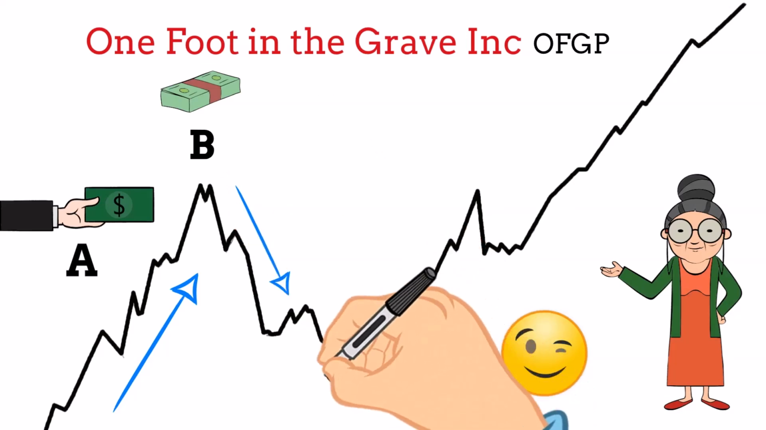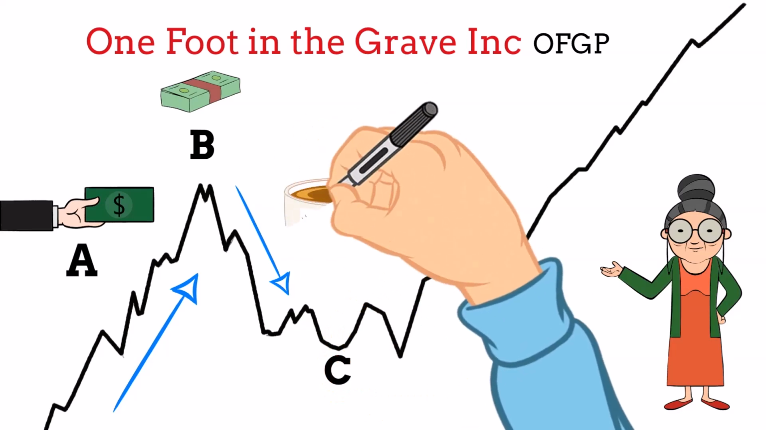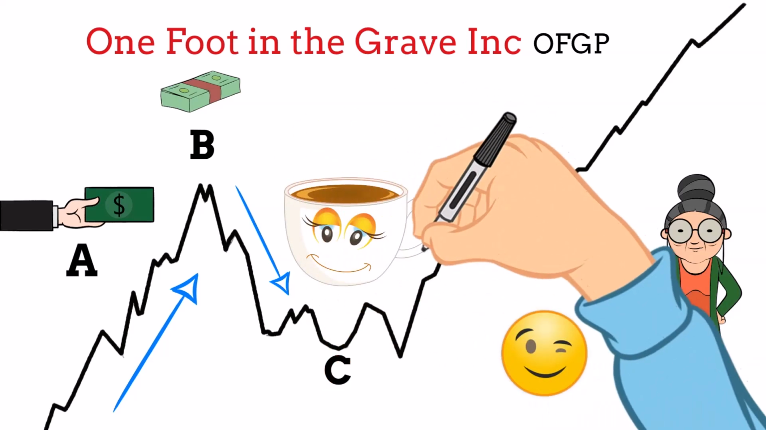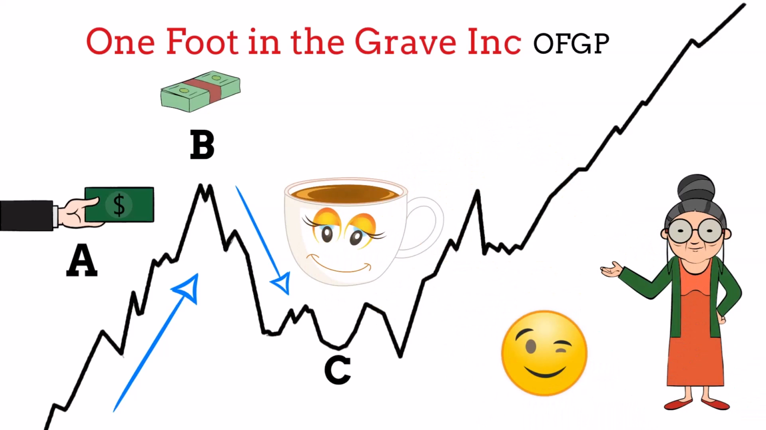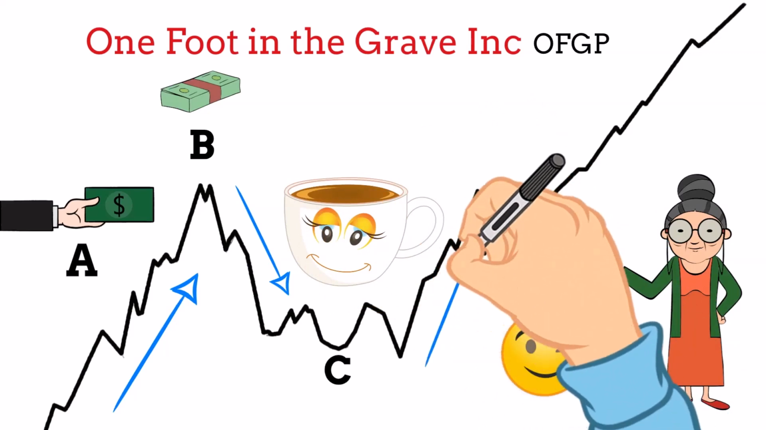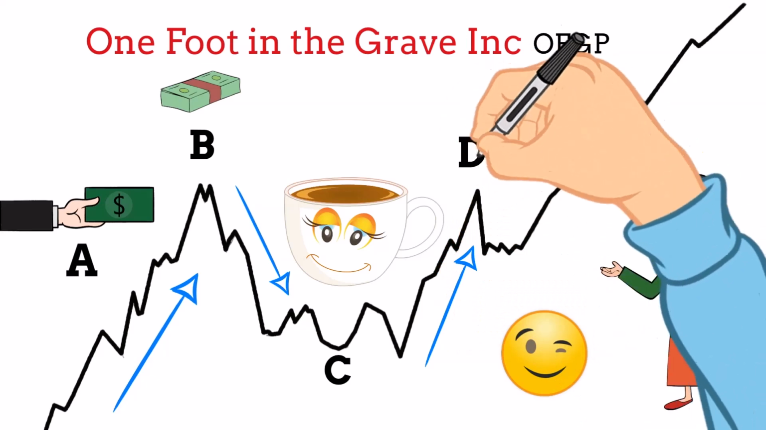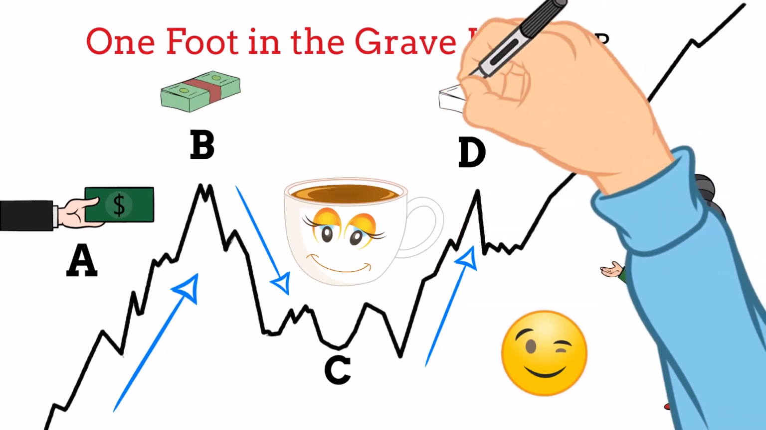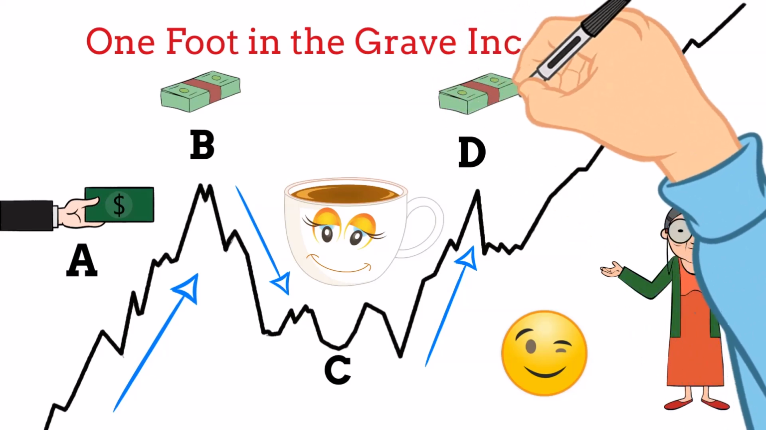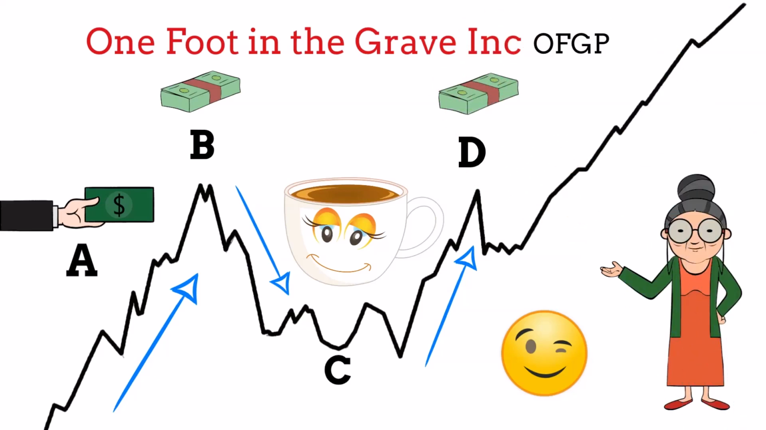The price bottoms out at point C when institutional investors stop selling. This is where the bottom of the cup forms. These investors then start buying and the stock price starts to rise. Point D is where those investors that bought the stock at point B sell off to cut their losses.